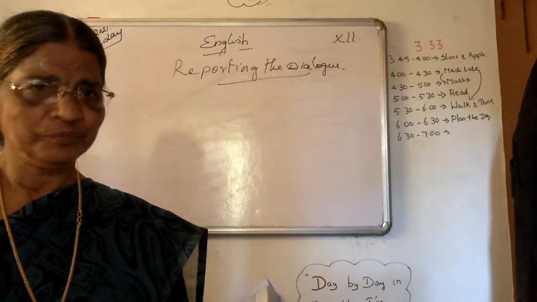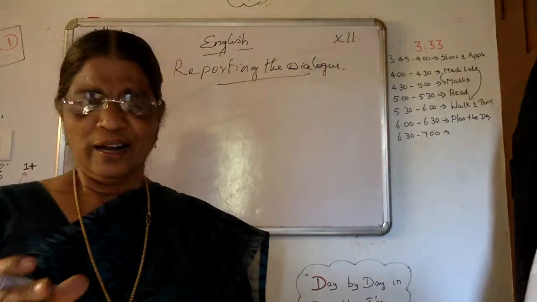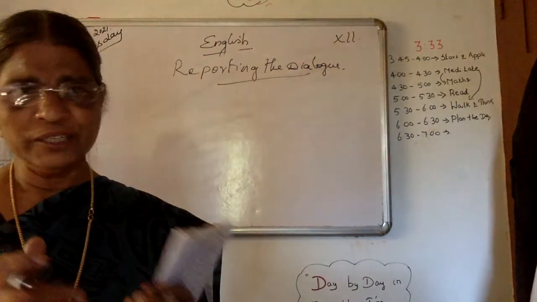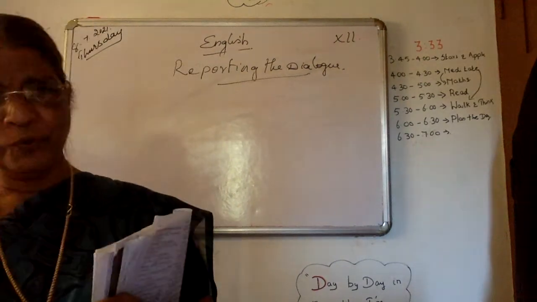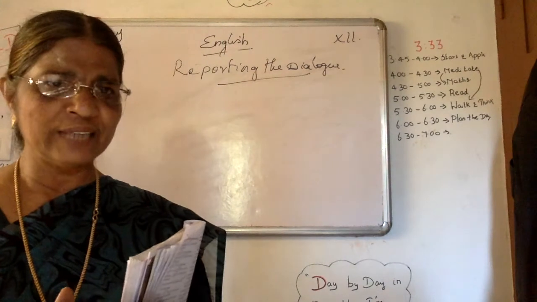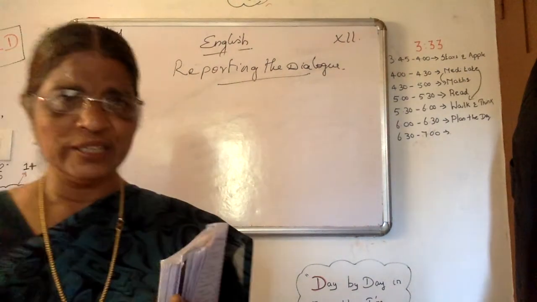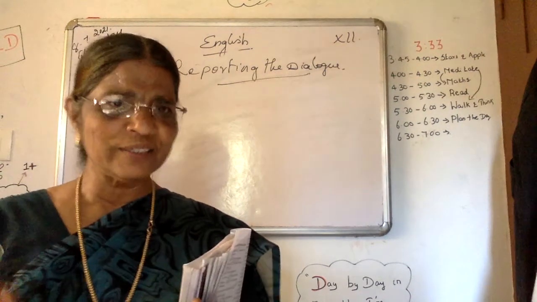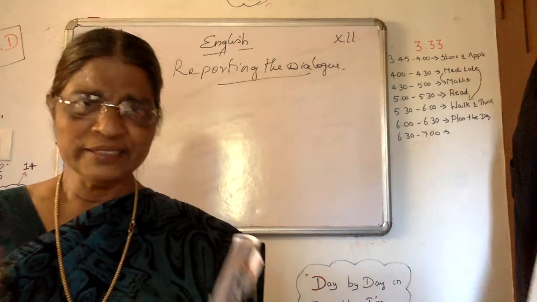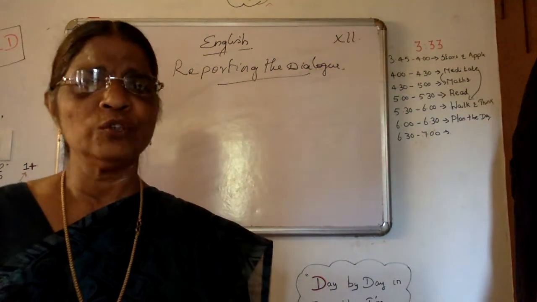Now here, one or two sentences will be given, and you have to report it. You have to change it into indirect speech and make it as a paragraph. There, when you are changing it from direct to indirect, you will be just writing in one sentence. But here you will be writing it in a paragraph, right? Now let us see how we have to do it.